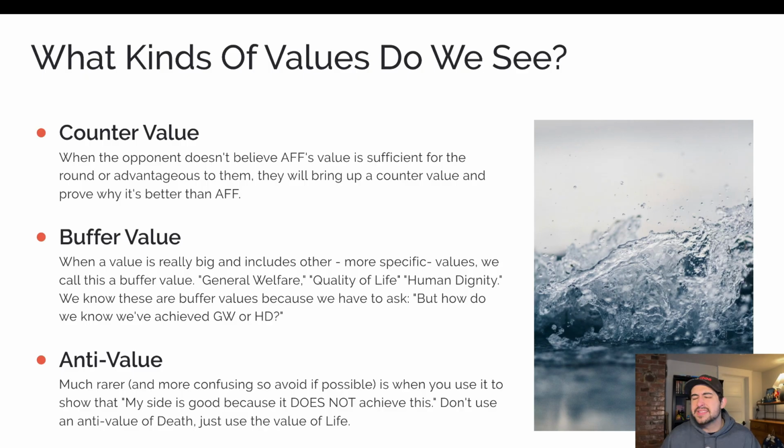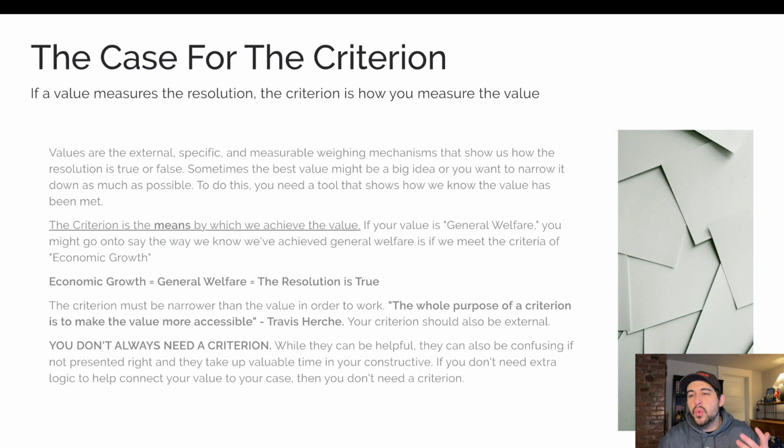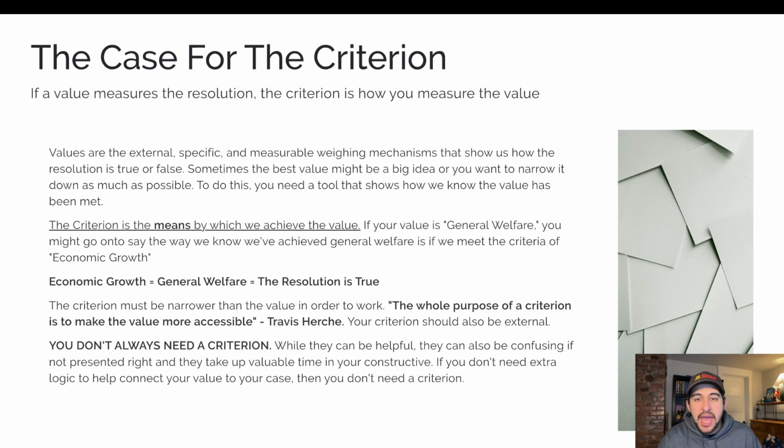I want to go back to the idea of measurement, because sometimes with a buffer value, for example, you won't actually know whether or not you've met that buffer value. And in this case, you'll use what's called a criterion. A criterion is a measure for the value, because if the value measures the resolution, it's the mechanism by which we know the resolution is true, then the criterion is the way that we know the value has been met.